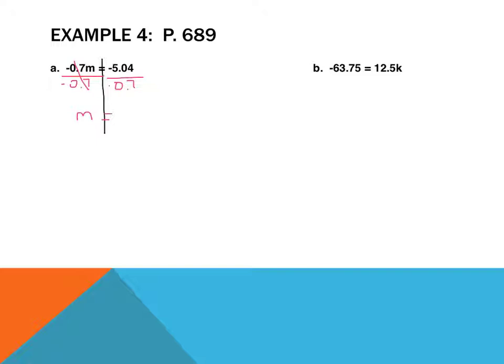So that's going to be 7 into 50.4. So I move the decimal over one place on each so that I could have a whole number on the outside when I'm dividing. So 7 goes into 50 7 times, which is 49. 1, bring down the 4, 2. Negative divided by negative is positive, so m is equal to positive 7.2.